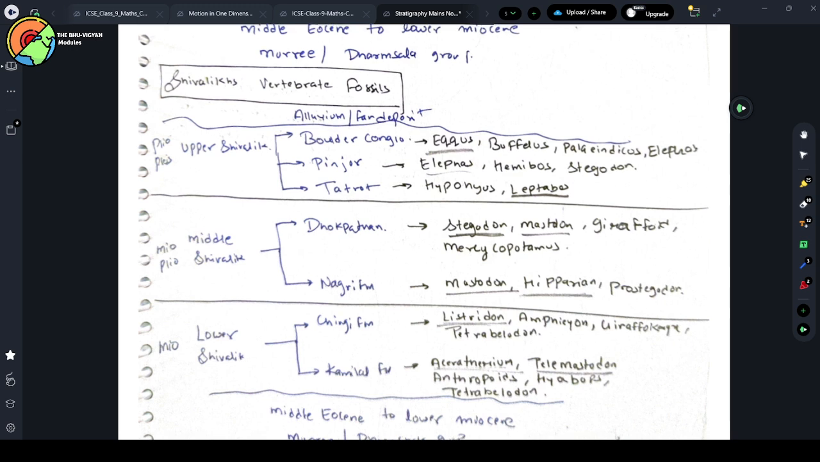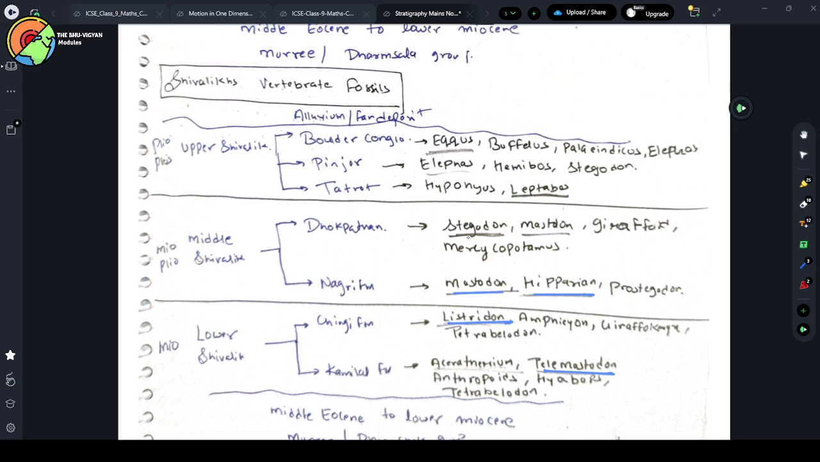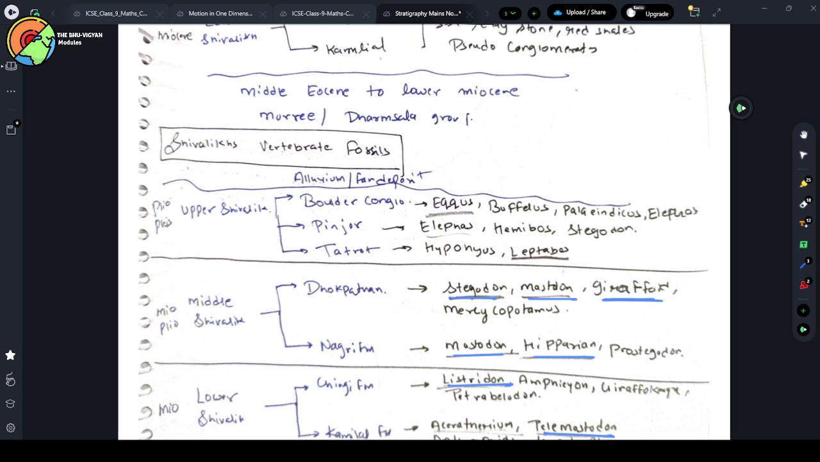So a few names which I've highlighted here, you have to remember only those names for your exam. Like in Kamlial you can remember Telemastodon, in Chinji formation you can remember Listriodon, in Nagri you remember Mastodon and Hipparion, in Dok Pathan you remember Stegodon, Mastodon. Okay, Giraffoid also you can remember because this is unique. In Tatrot you can remember Leptobos, in Pinjor you can remember Elephas, in Boulder conglomerate you can remember Equus and Elephas.